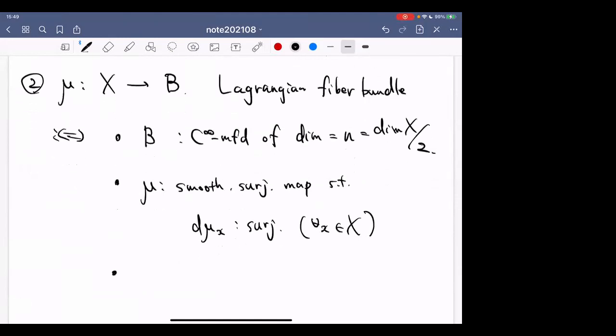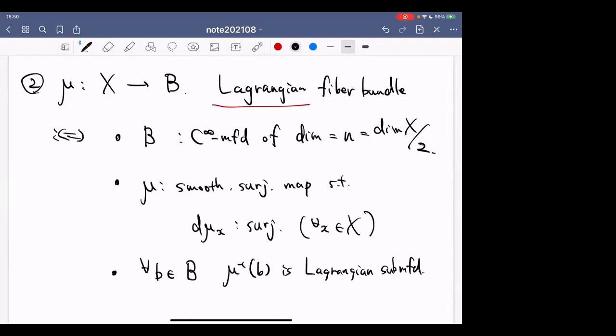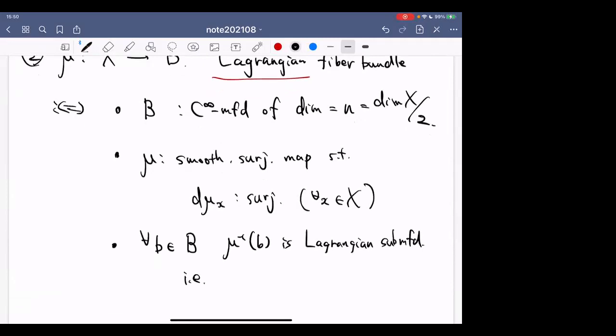And moreover, mu is Lagrangian. It means that for every b in B, the inverse image mu inverse b is a Lagrangian submanifold. This notion has already appeared in yesterday's Miranda's talk. The definition is that the restriction of omega to the fiber mu inverse b vanishes, and then we call mu the Lagrangian fiber bundle.